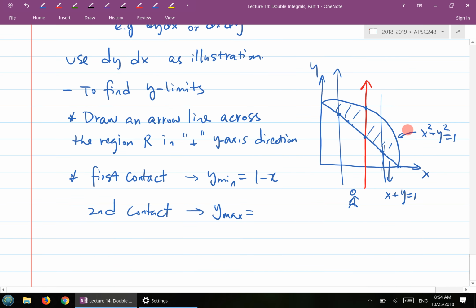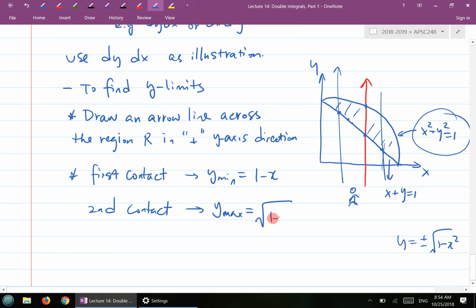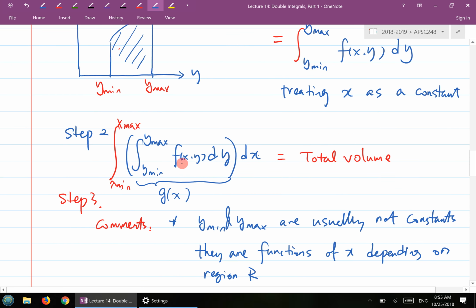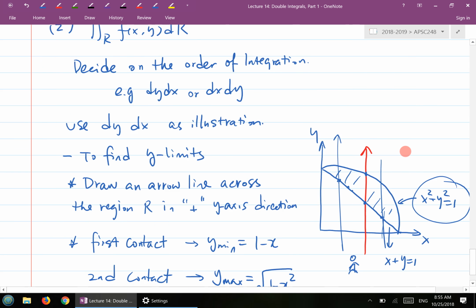So now, what will be the general expression for the y max? It has to come out of this circle equation. And if you solve this, you get y equal to positive or negative square root of 1 minus x squared. So which one would you pick? Positive, because you can't have negative in this first region. So now this is your y min, and this is your y max limit for the internal integral. Okay, so that's how you find the y limits.